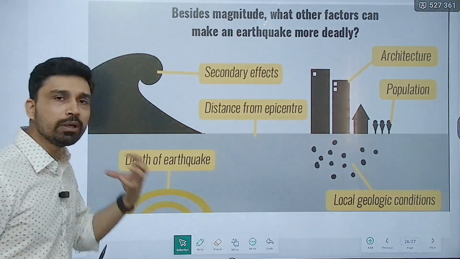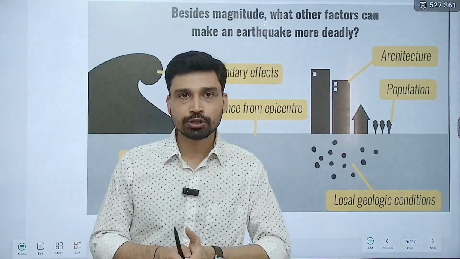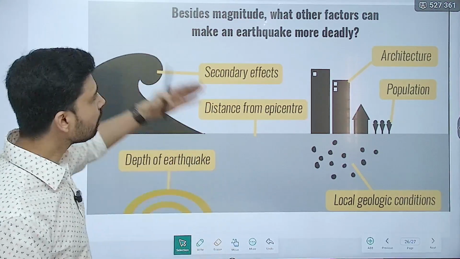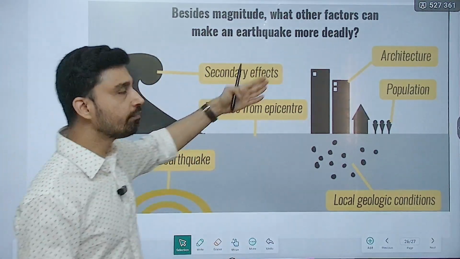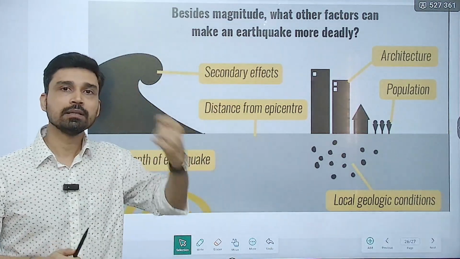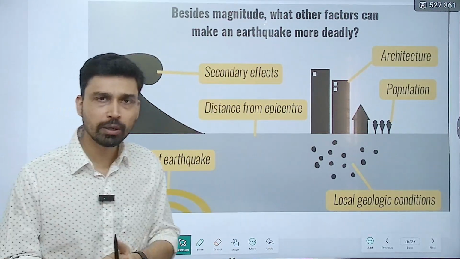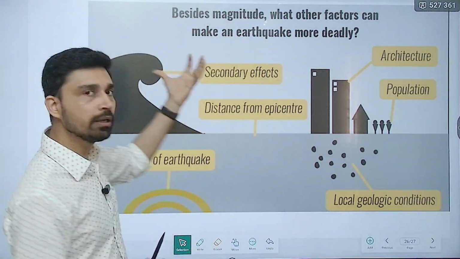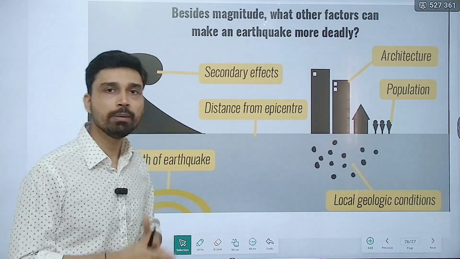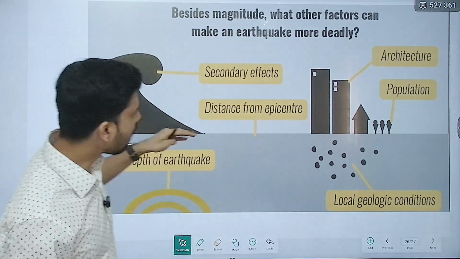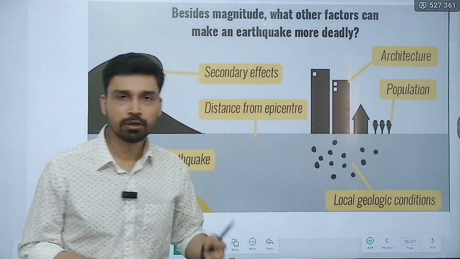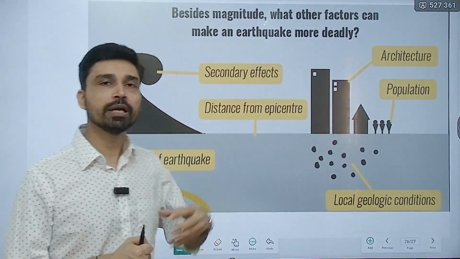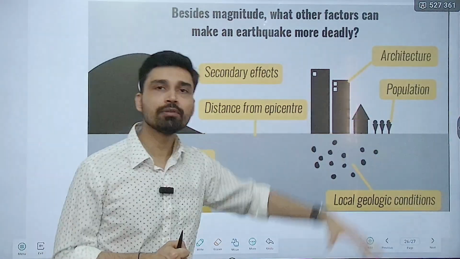Now, it is not only the magnitude that determines the damage to the economy, the infrastructure, or the life of people. Apart from the magnitude, the secondary effects also determine the human casualty. For example, if an earthquake is associated with floods or a tsunami, the loss of life and to the economy will be much greater. Similarly, how far is the place from the epicenter? As we discussed in the initial part of the video, places near the epicenter will be damaged to a greater extent than places far away from the epicenter.